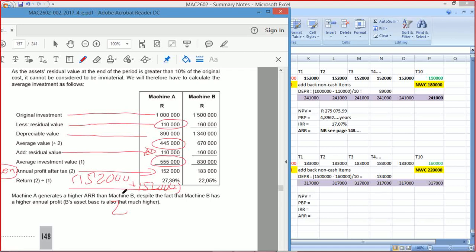So we should do it like they do it here. Follow the ARR just for this calculation when you work out the average investment. The rest is fine. You can use the calculator for all the others. Payback period you have to probably do manually on your calculator. The HP can't work it out. It doesn't have a function for payback period.